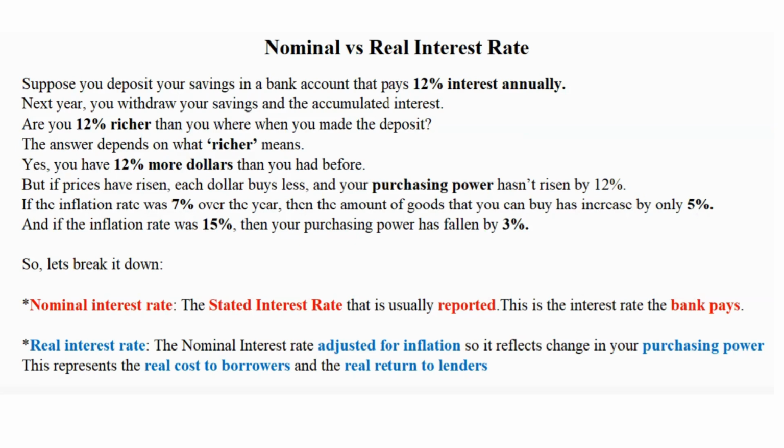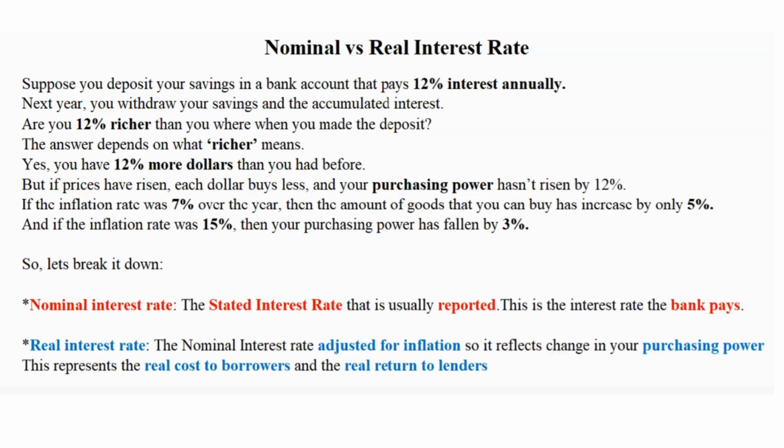Sure, you do have 12% more dollars than you had before. But if inflation occurred in this year, which means that prices have risen, each dollar now buys less and your purchasing power has not increased by 12%. Let's consider two scenarios. Say the inflation rate was 7% over the year. Then the amount of goods that you can buy will only increase by 5%. This represents the increase in your purchasing power.